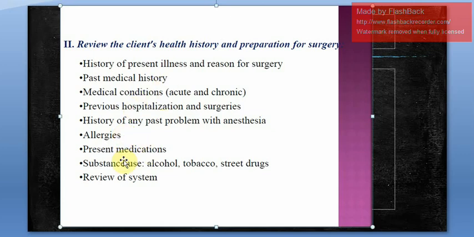Next, you can also look at their personal and nutritional history and ask if they have any habits of consuming alcohol or chewing tobacco, cigarette smoking, or taking any over-the-counter drugs. All this has to be asked in the history.